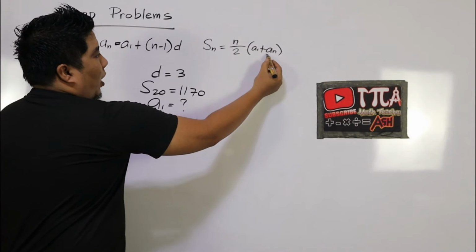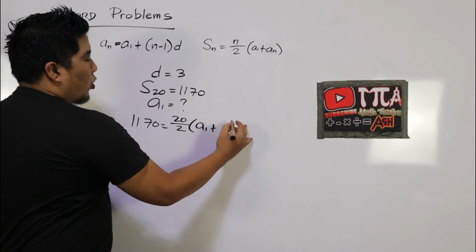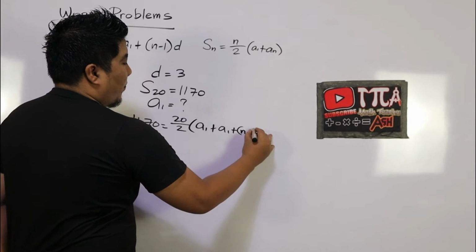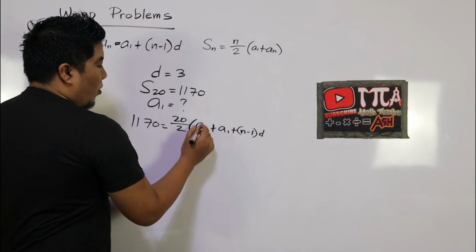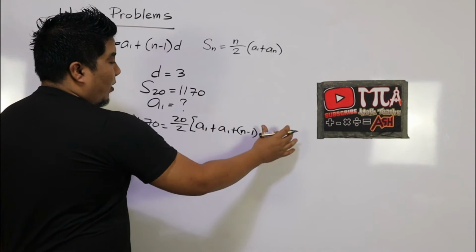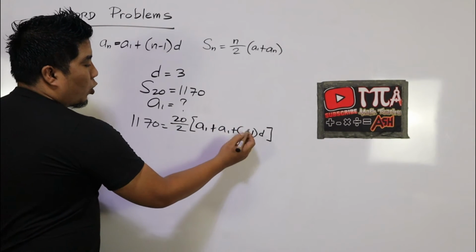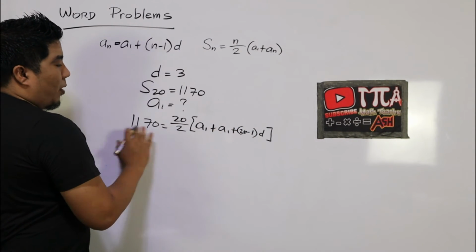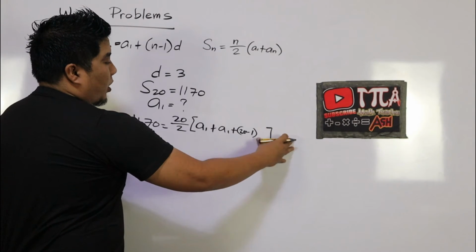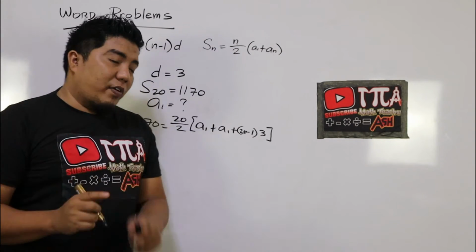So we change our a sub n by this formula, since a sub n is this one. So we can have a sub 1 plus [n minus 1] times d. Of course, since we are now using two parentheses, this will become a bracket. Of course, our n is 20, because we are talking about 20 terms, and our d is 3. So we change our d here as 3.